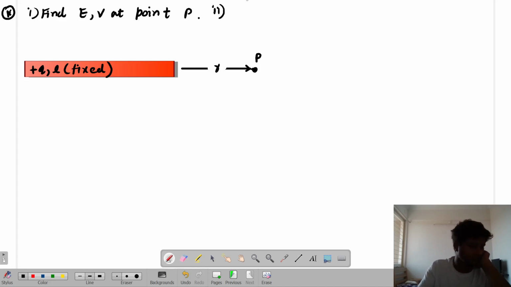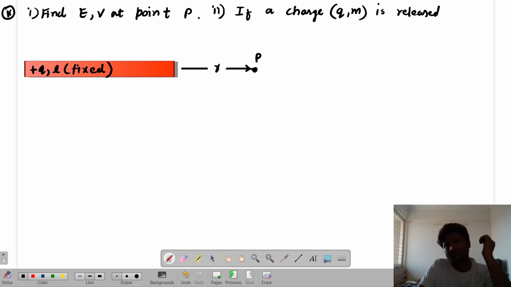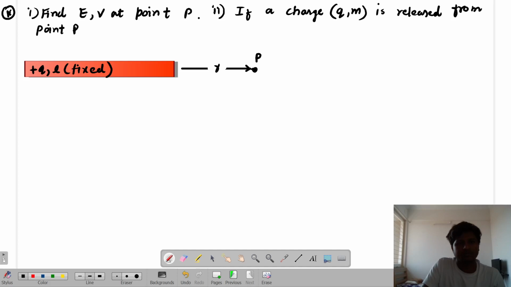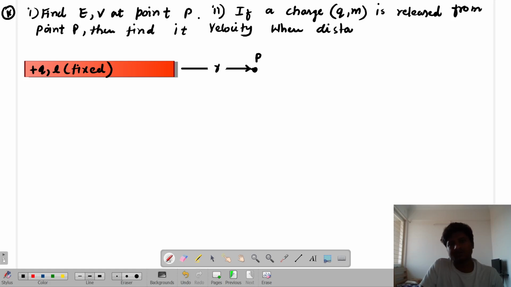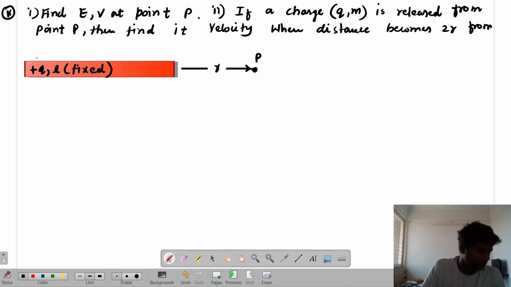Second question: if a charge Q and mass M is released from point P, then find its velocity when distance becomes 2R from one end of the rod. Okay, from the end of the rod. बताओ.